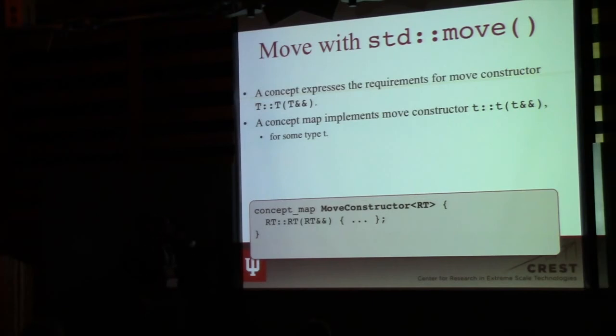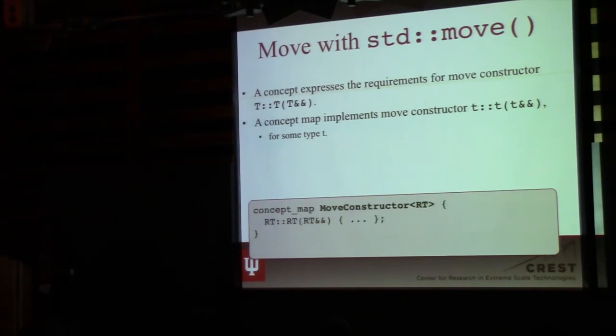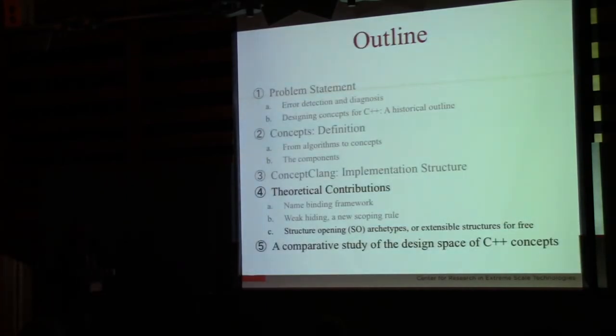So I have to use concept maps. RT here is short for radiance type. By doing so, I can provide my own move constructor here without having to go back to the internal implementation of Boost and extending radiance type and all that stuff that I would have to do. So when I use move on rendered, constraint satisfaction is going to pick up this concept model that I just defined, and then it's going to transfer the appropriate move constructors to the instantiation of student move. And my program would work just fine. Okay?